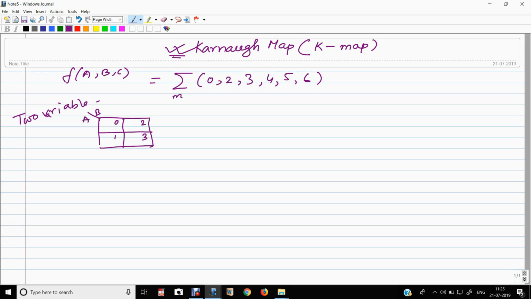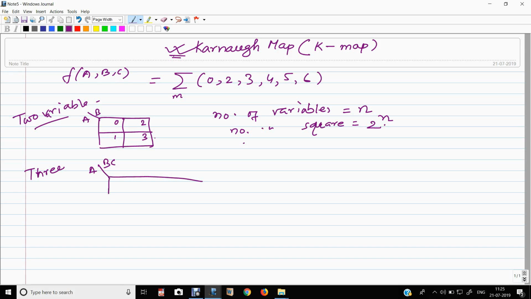Suppose number of variables equals to n, then number of squares will be 2 to the power n. So 2 variables means 2 to the power 2 equals to 4. For 3 variables, say a, b, c, number of squares is 2 to the power 3 equals to 8. So this will be like this.